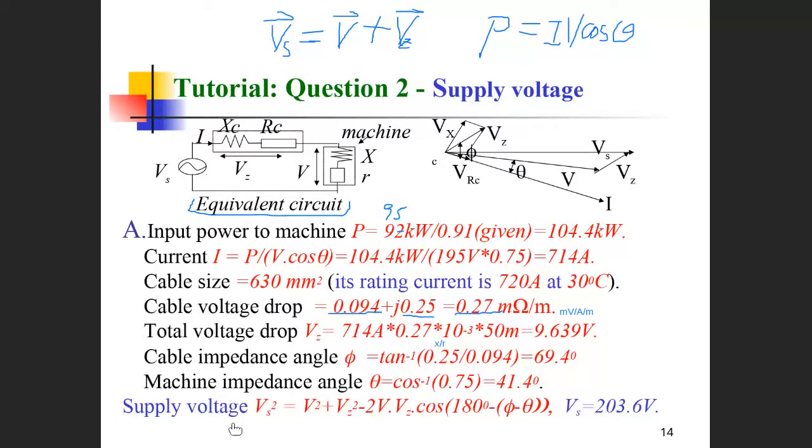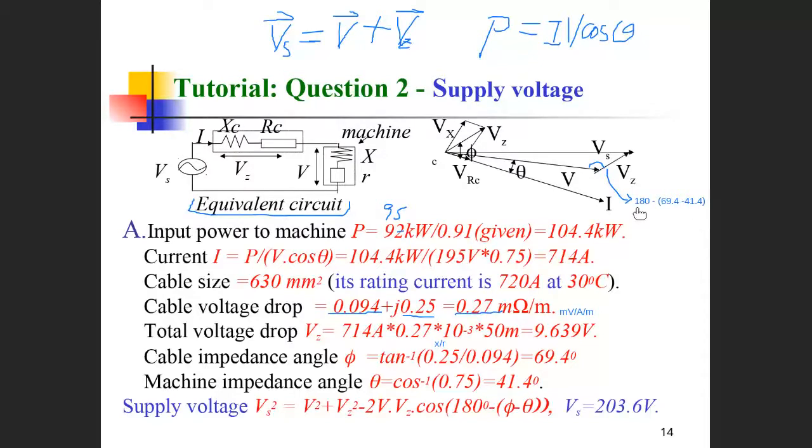Here, using the triangle theory, the source voltage squared equals the load voltage squared plus the voltage drop squared of the cable, minus 2 times the load voltage and the cable voltage drop, times the cosine of the angle between V and Vz. This angle is 180 minus 67.4 minus 41.4. So the angle between V and Vz, which you can prove.